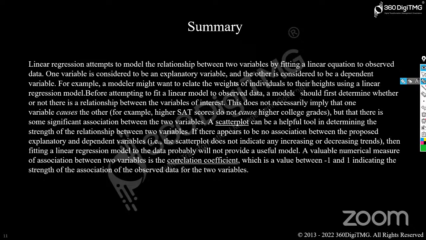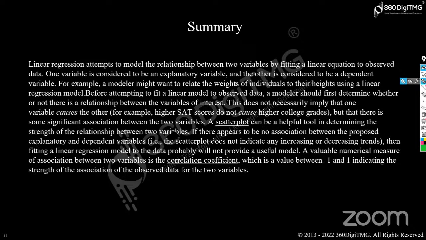Before attempting to fit a linear model to observed data, the modeler should first determine whether or not there should be a relationship between the variables of input. This does not necessarily imply that one variable causes the other. For example, a high SAT score does not cause a higher college grade, but there is some significant association between the two variables. Using a scatter plot can be helpful to determine the strength of the relationship between the two variables.